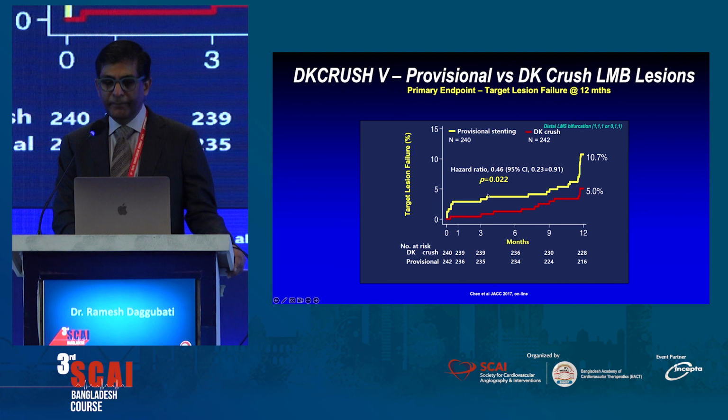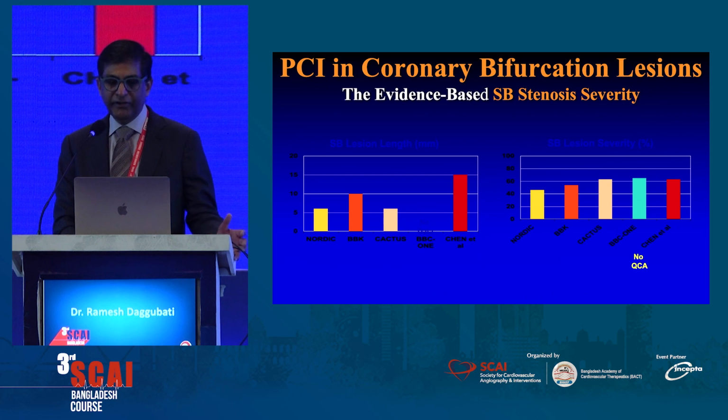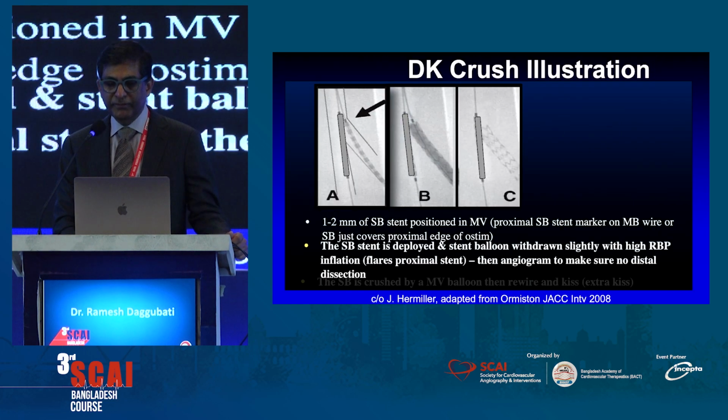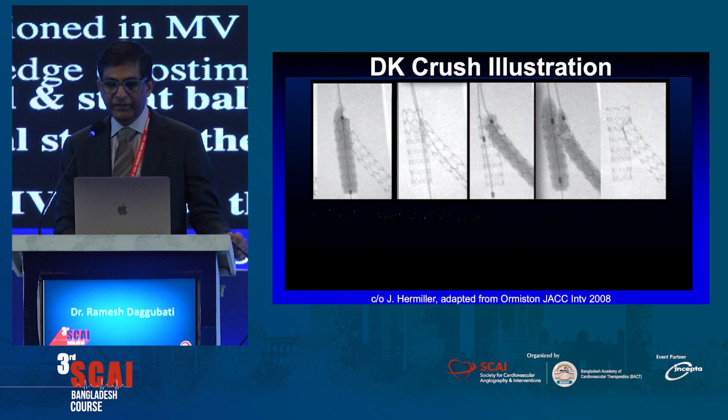So here in the provisional stent strategy, the incidence of major adverse cardiac target lesion failure is 10.7% versus 5% in the two-stent technique with DK crush. This is really a big study that I think opened up our eyes, and in the United States everybody uses DK crush as the default two-stent strategy based on this study alone. So I'm sorry for the slide, but I'll skip it anyway. I won't go through these illustrations because I'll show you a case that it can be done, okay?